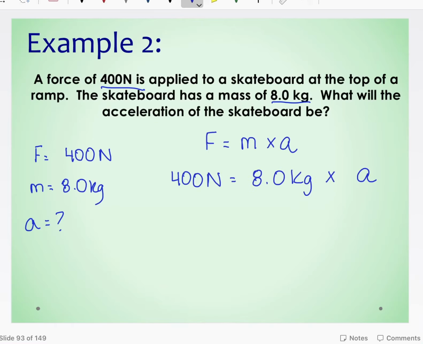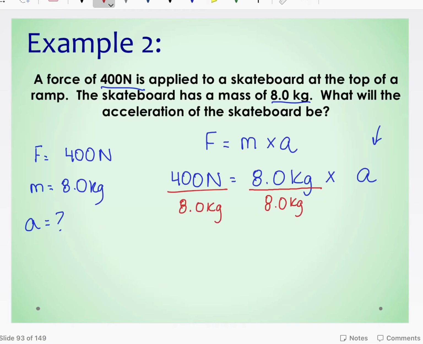Okay, and I'm solving for acceleration, so I leave that as a variable. Now I have to do basic algebra. I have to solve for acceleration, so I have to move that mass. Whenever you're trying to move something, you do the opposite operation, which in this case is division, the opposite of multiplication. And whatever you do to one side, you have to do to the other side of the equal sign.